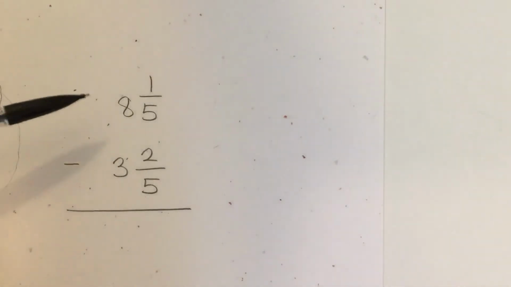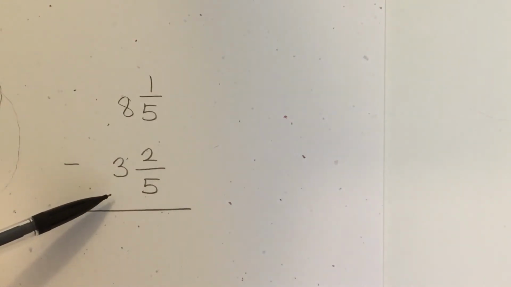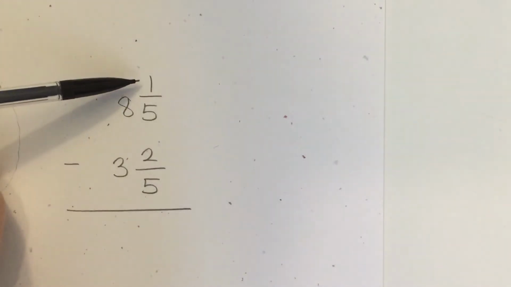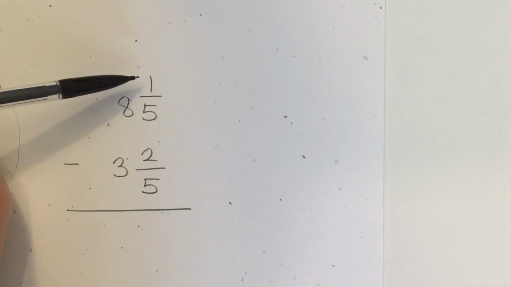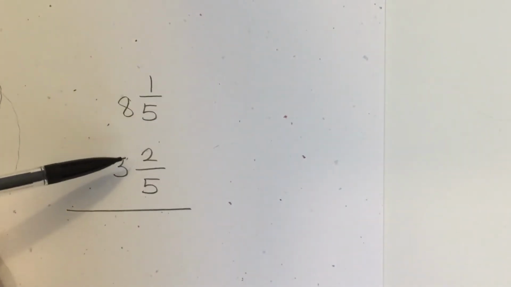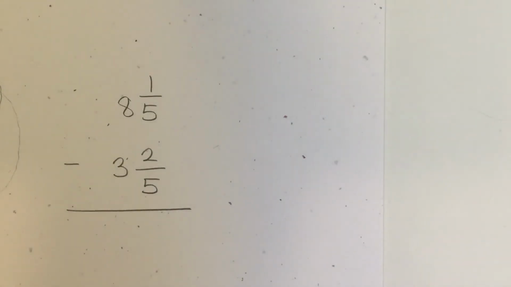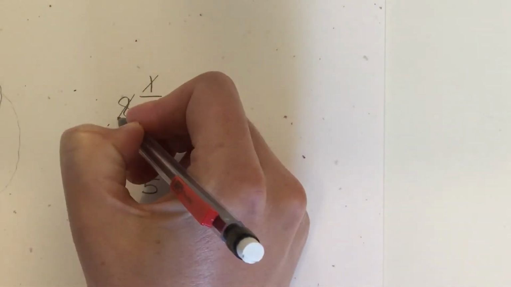So if I look at this, it says 8 1/5 minus 3 2/5. Right away, I see that I can't do 1 minus 2. That's not possible. Always remember that you're saying it from the top to the bottom, otherwise you might get confused and think it's 2 minus 1. So since I can't do 1 minus 2, I'm going to have to regroup it. So I'm going to cross off the 1. I'm also going to cross off this 8.